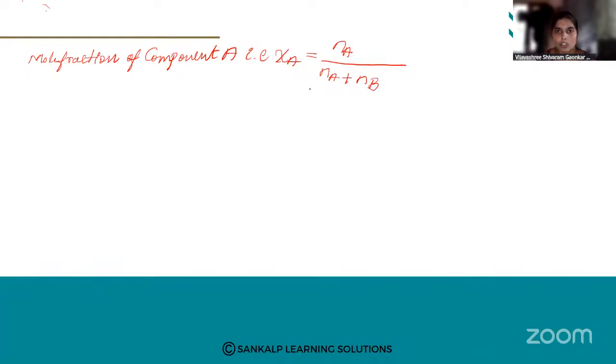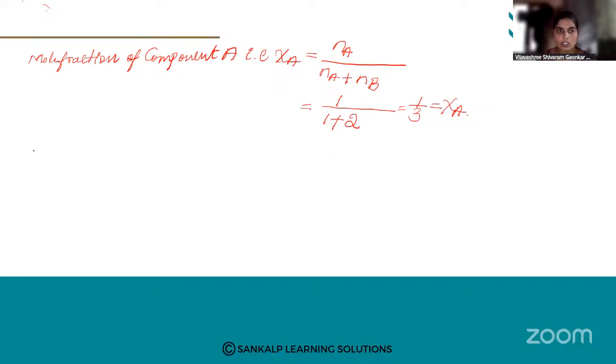So what is number of moles of A we have taken? It is 1. Then number of moles of A divided by, again, number of moles of A we have taken 1. Therefore, 1 divided by, again number of moles of A is 1, number of moles of B is 2. So count it. It will become 1 by 3, which is equal to mole fraction of A. Right.